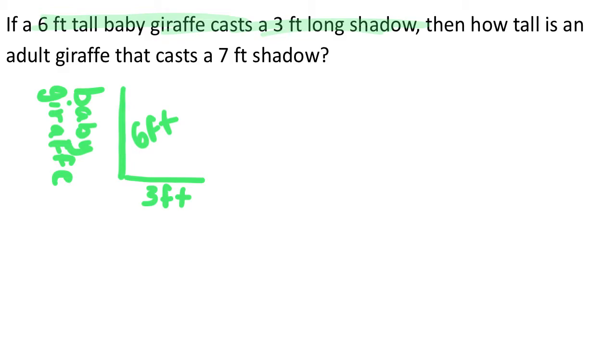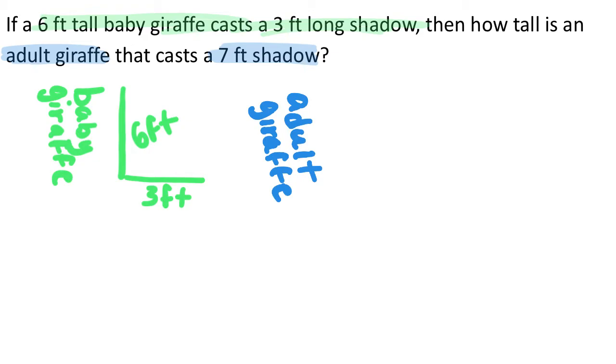We also then know that the adult giraffe casts a 7-foot shadow. So I have the adult giraffe, which has a height of we don't know, but we know that the shadow is 7 feet. So I can use this to set up a proportion because my height of the baby giraffe of 6 goes with my unknown height of x.